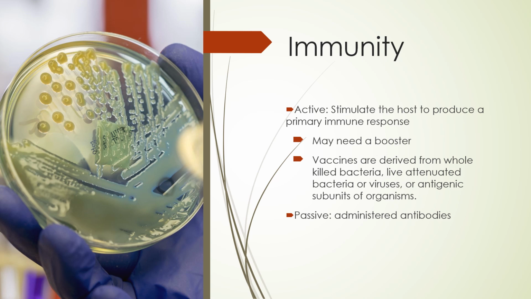Active is a way to stimulate the host to produce a primary immune response using a piece of a bacteria or a virus, whether it be live or attenuated or killed, or maybe just any kind of antigenic subunits of an organism. The other way is through passive immunization, which is the administration of antibodies from another individual that has undergone either the infection itself or a vaccine, and they produce the antibodies that we need to create an immune response in another using those antibodies.